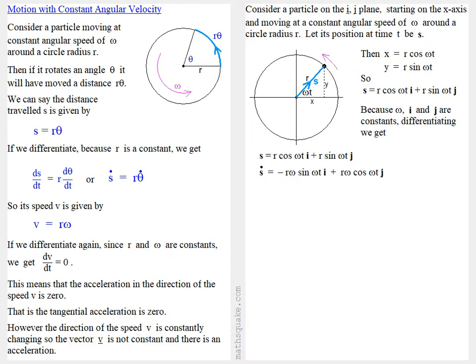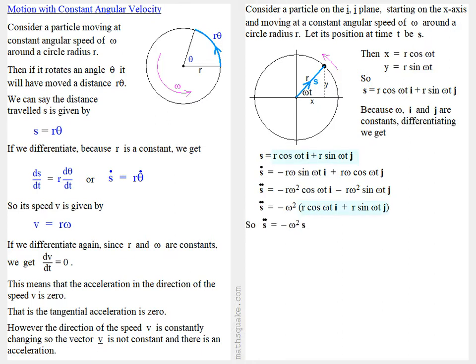But because omega, i, and j are all constants, differentiating, the differential of cos omega t is minus omega sine omega t. The differential of sine omega t is omega cos omega t. This gives us the differential s dot is equal to minus r omega sine omega t i plus r omega cos omega t j. And differentiating again, we get s double dot is equal to minus r omega squared cos omega t i minus r omega squared sine omega t j. Now we can factorise that by taking minus omega squared out as a constant term.